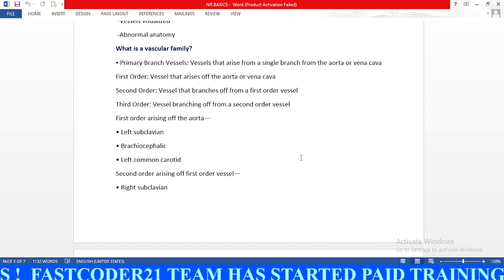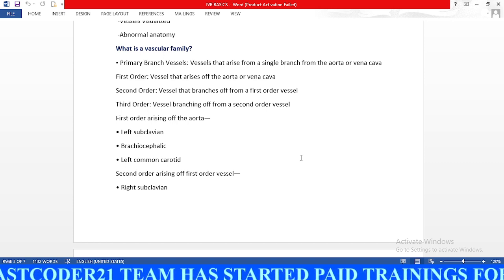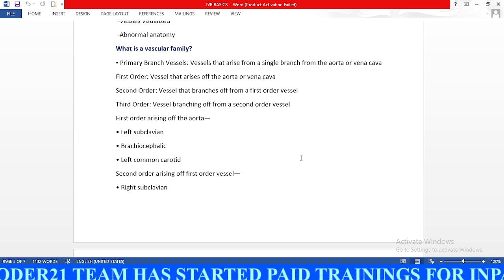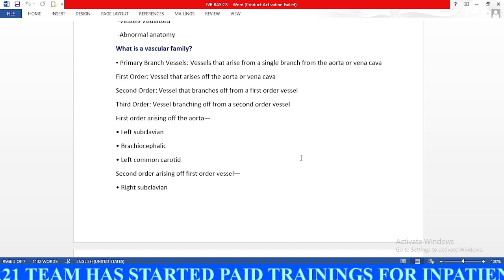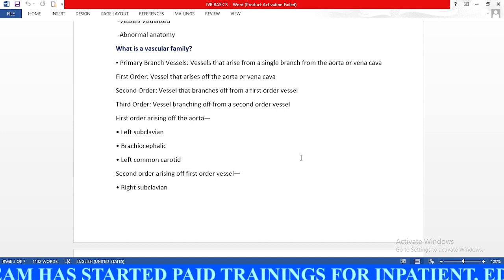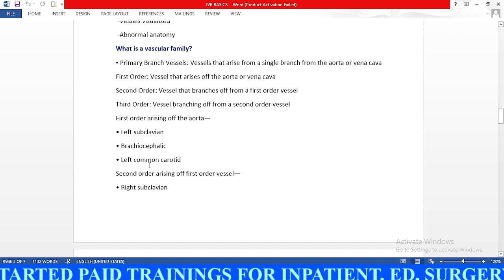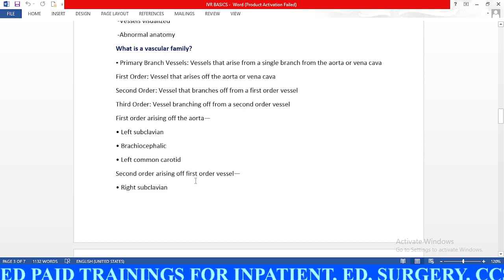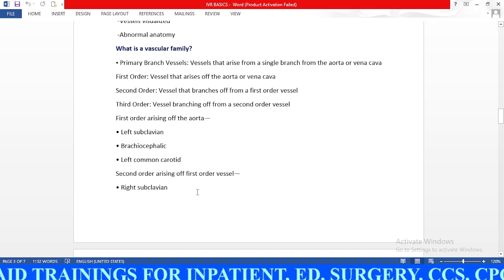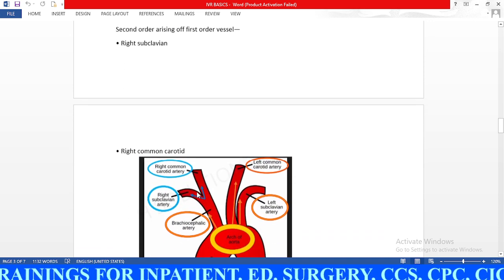So what is third order? A vessel branching off from a second order vessel. So basically third order originates from second order. The first order vessels arising off the aorta are the left subclavian, brachiocephalic, and left common carotid. Second order vessels arising off a first order vessel are the right subclavian and right common carotid.